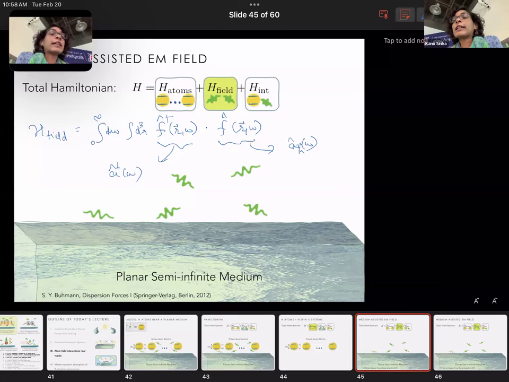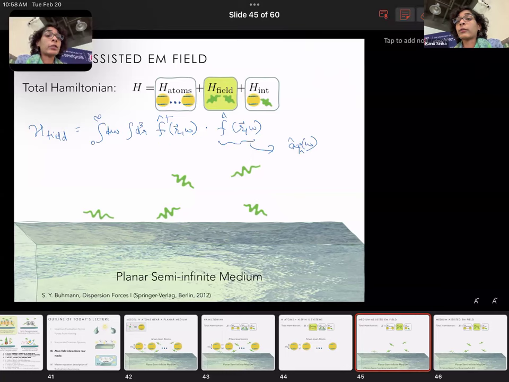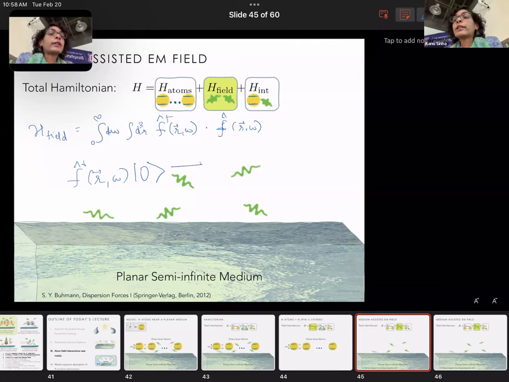Now, what is different here is that in this description, where we have a broken translation symmetry, you also get an index r. If I were to, for example, apply the operator F dagger r omega to the vacuum, what it gives me is a single photon, or a single excitation, in the electromagnetic plus matter degrees of freedom. So this is a polaritonic-like operator, if you think about it.